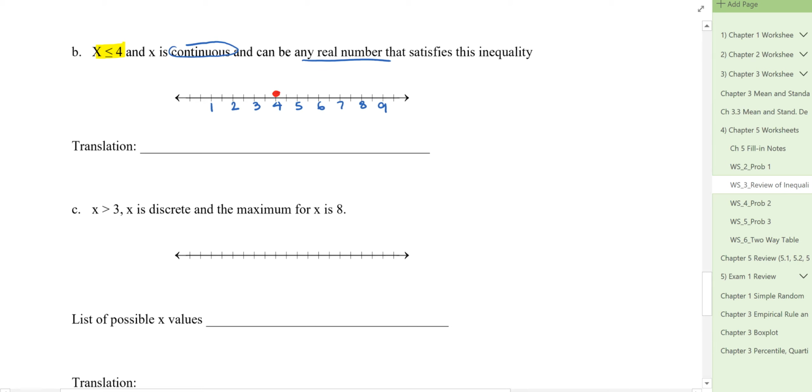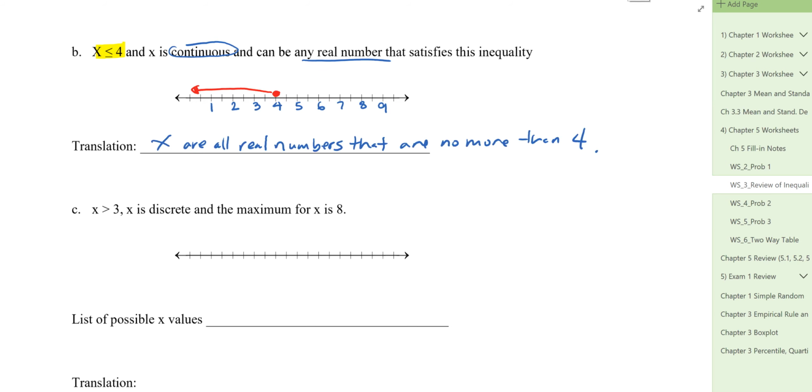Okay, so a closed circle here because 4 is one of the answers. Less than or equal to means everything on the left of that. So now I can write it down, translate it as x are all real numbers that are no more than 4. Right? It could be 4, but no more than 4. Note that here for x, I can't really write down the value of x. I can express it using interval notation or in graph form, but I cannot list out the numbers like I was able to do with a discrete random variable.